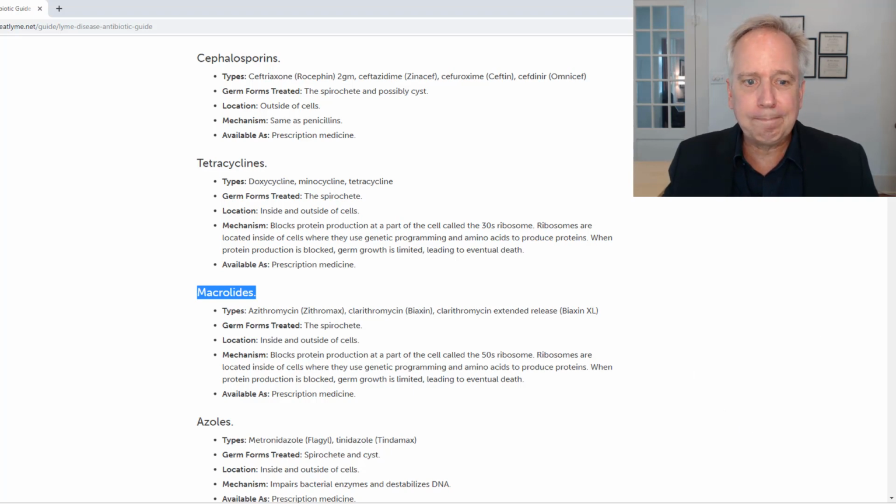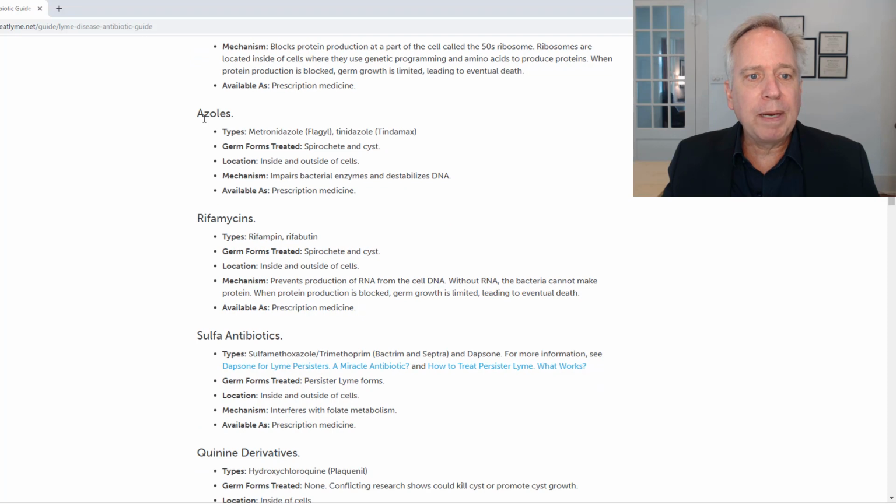Next big family is a group of antibiotics we call the azoles. And these would be things like tinidazole, which is also called Tindamax, another one called Flagyl, which is also known as metronidazole. And so the azoles, although there's limited science showing that they work, or proving that they help, many of us use them to treat the cyst form of Lyme. They also work in the intracellular space as well.